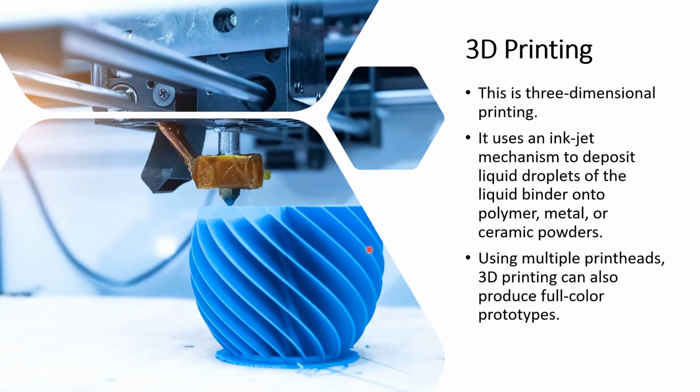We all know 3D printing, so this is just your three-dimensional printing. Of course, we use this inkjet mechanism, the same thing. You deposit the liquid droplets, that's your plastic, to the polymer. Sometimes you use metal, or sometimes you can use ceramic powders. Depends on your 3D printer. So by using multiple print heads, in 3D printing you can also produce full color prototypes.